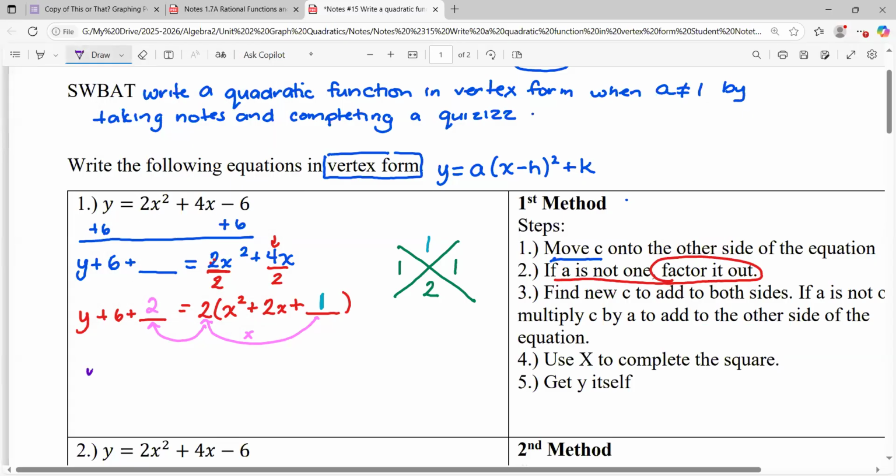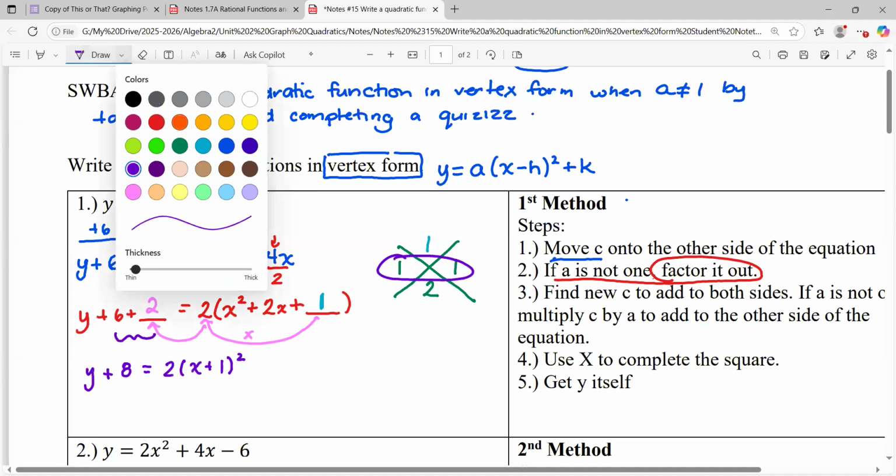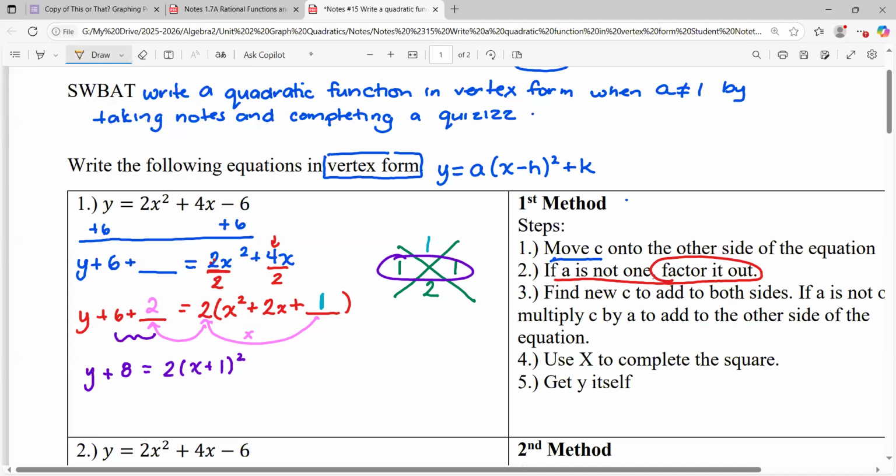Then what do we have here? y plus, 6 plus 2 is 8, equals 2. Isn't this already done for us? So what is that? (x plus 1) squared. And what do we do now? Get y by itself, subtracting.